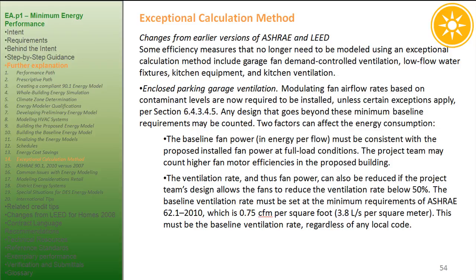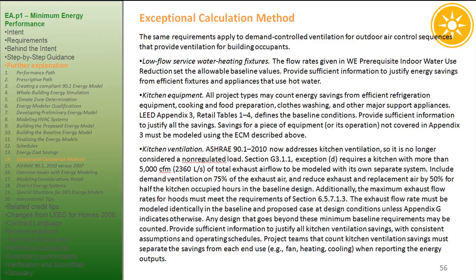The baseline ventilation rate must be set at the minimum requirements of ASHRAE 62.1/2010, which is 0.75 CFM per square foot, 3.8 liters/s per square meter. This must be the baseline ventilation rate, regardless of any local code. The same requirements apply to demand-controlled ventilation for outdoor air control sequences that provide ventilation for building occupants. Low-flow service water heating fixtures. The flow rates given in WE prerequisite indoor water use reduction set the allowable baseline values.